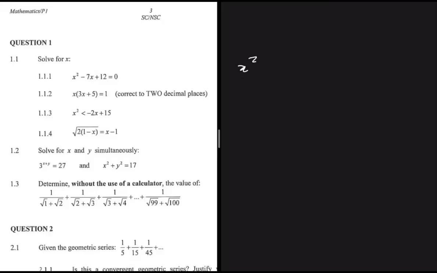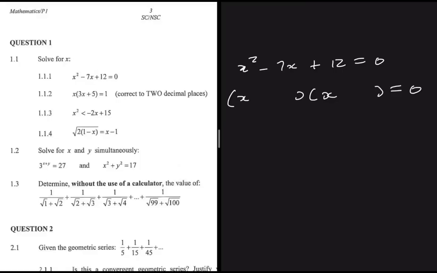x squared minus 7x plus 12 is equal to 0, right? So we are supposed to solve for x, right? So if we try and factorize this, we're going to get x, and then in another bracket we also have x, being equal to 0.